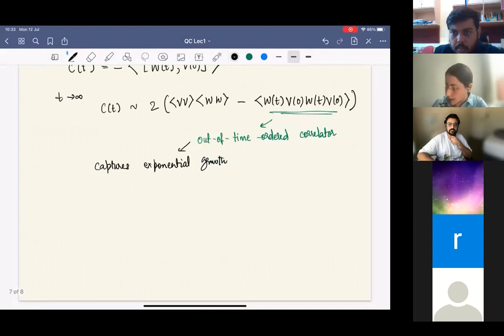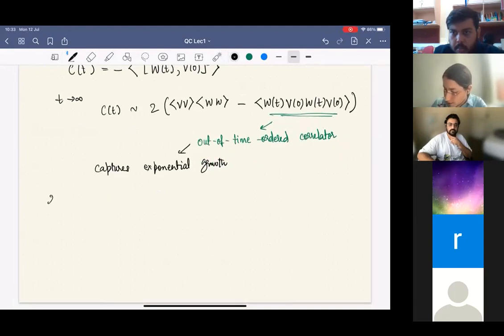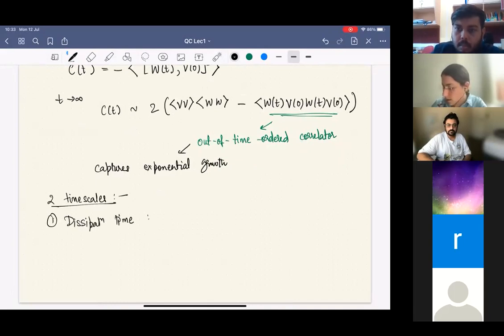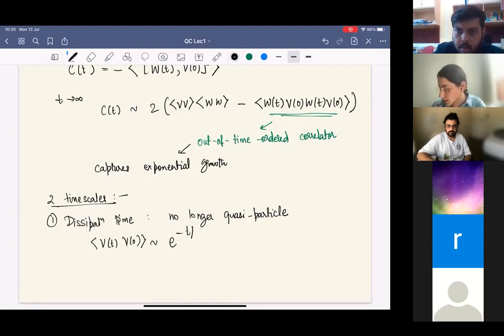And then, as I was saying before, there are 2 time scales. I have already explained the dissipation time. It is no longer quasi-particle, and it is determined from the 2-point function. The 2-point function decays, dissipates exponentially, and this dissipation time is of order beta in thermal systems. Beta is inverse temperature.